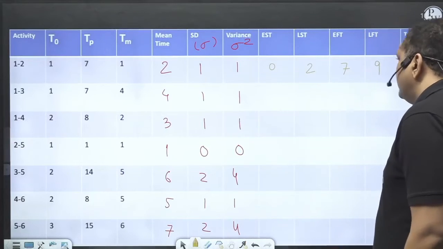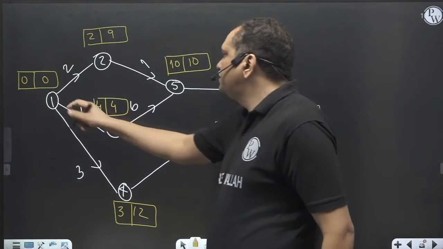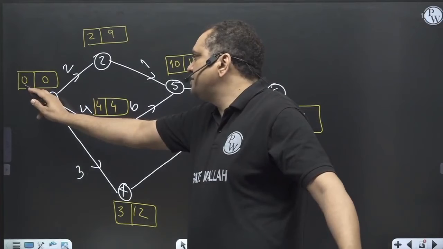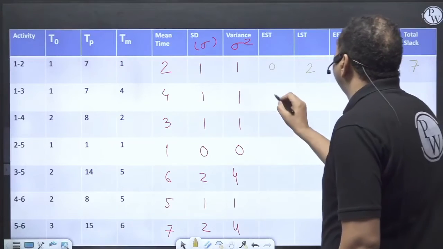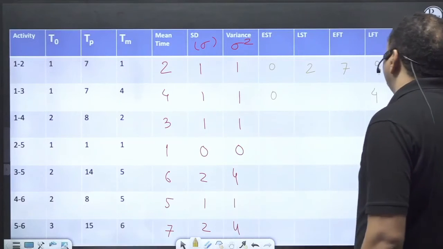Now 1, 2, 3. Earliest start time is 0. Latest finish time is 4. 0 and 4.